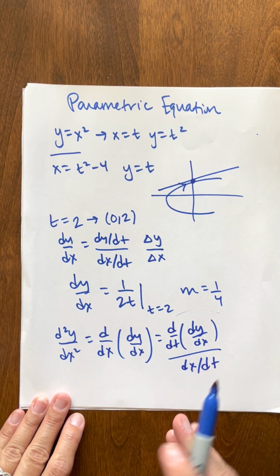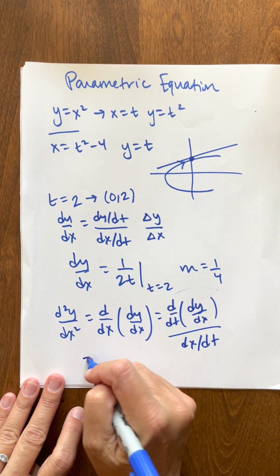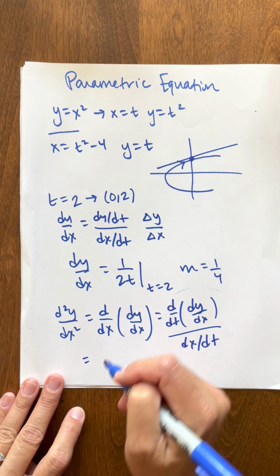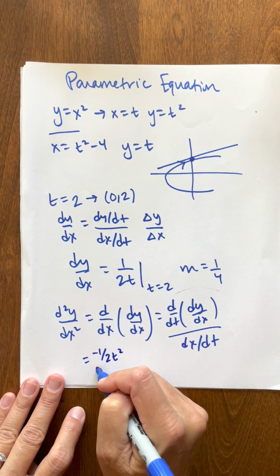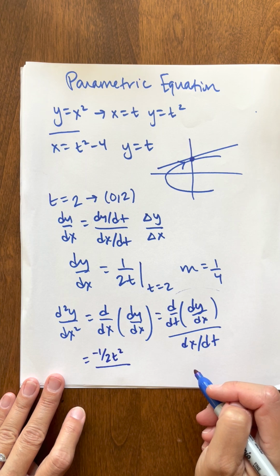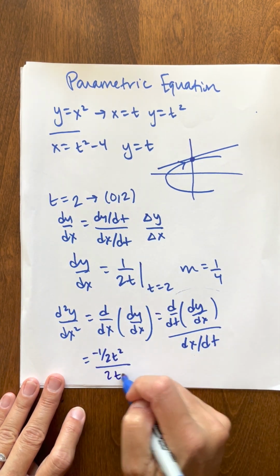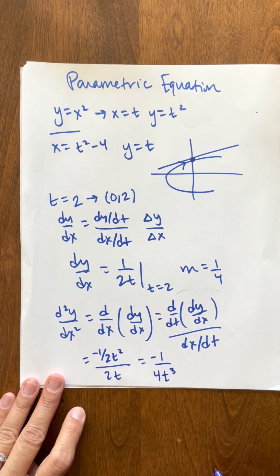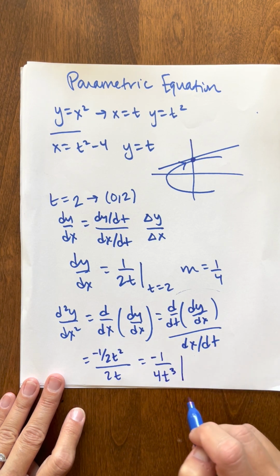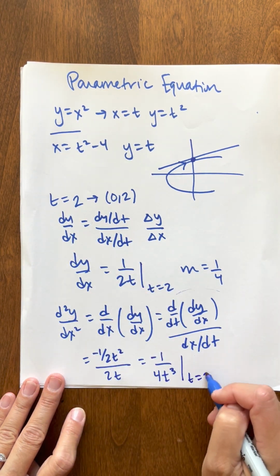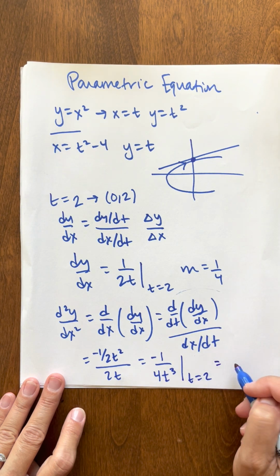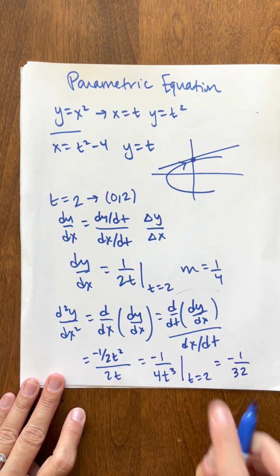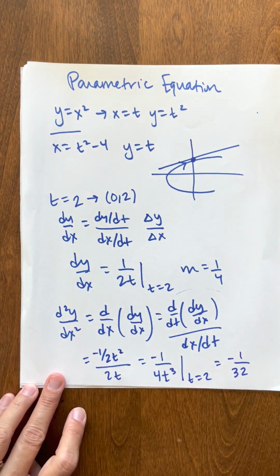In this example right here, my second derivative is the derivative with respect to t of my derivative, which is -1 over 2t squared, all over dx/dt, which is still 2t. So my second derivative is -1 over 4t cubed. If I then, again, plug in my t value here, which is 2, I get -1 over 8 times 4, which is 32. That is a negative number, which is concave down, which goes along with what we know about this graph.